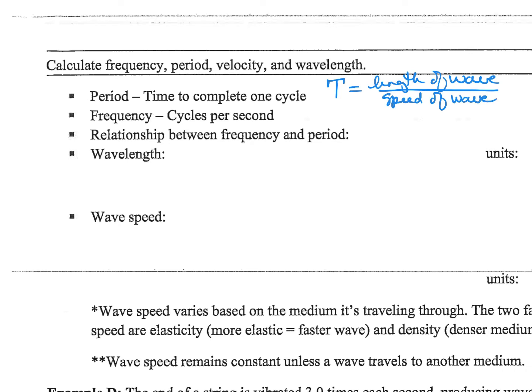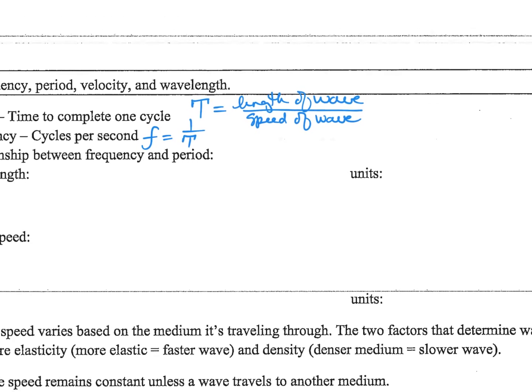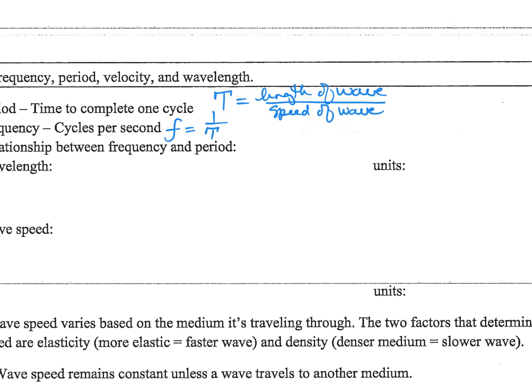Frequency is cycles per second, and please remember that frequency is just 1 over the period. Now, I want you to think about what the length of a wave would be. Remember, the length of the wave, you can take one full set of the wave and it becomes a circle, doesn't it? Well, how far is it all the way around a circle?